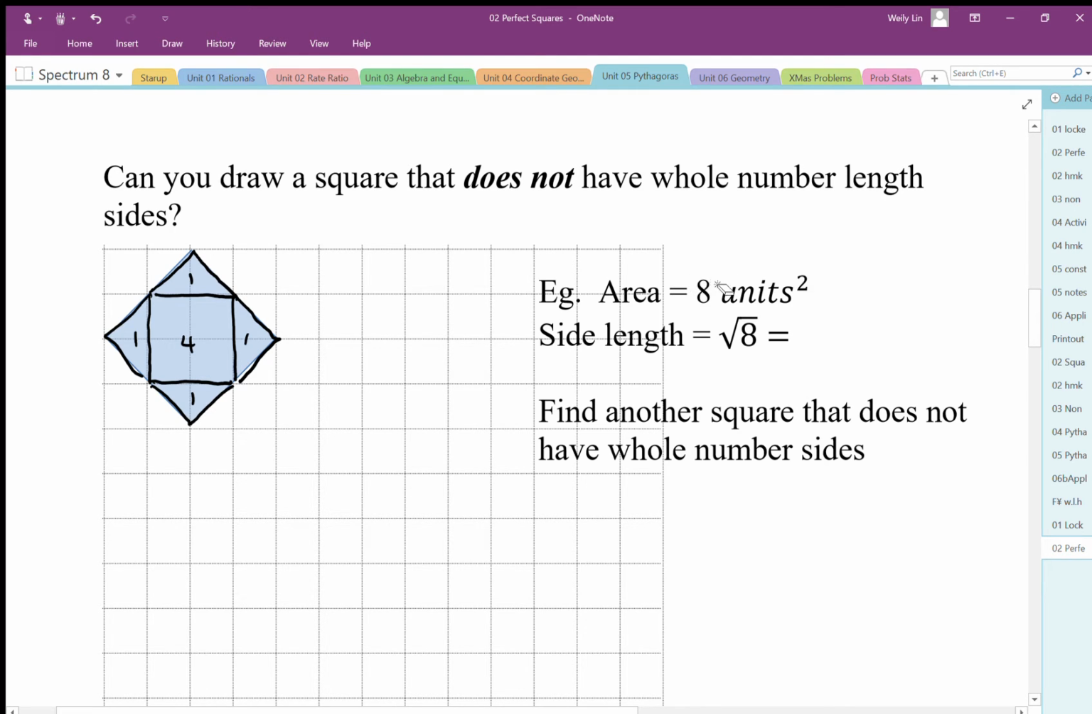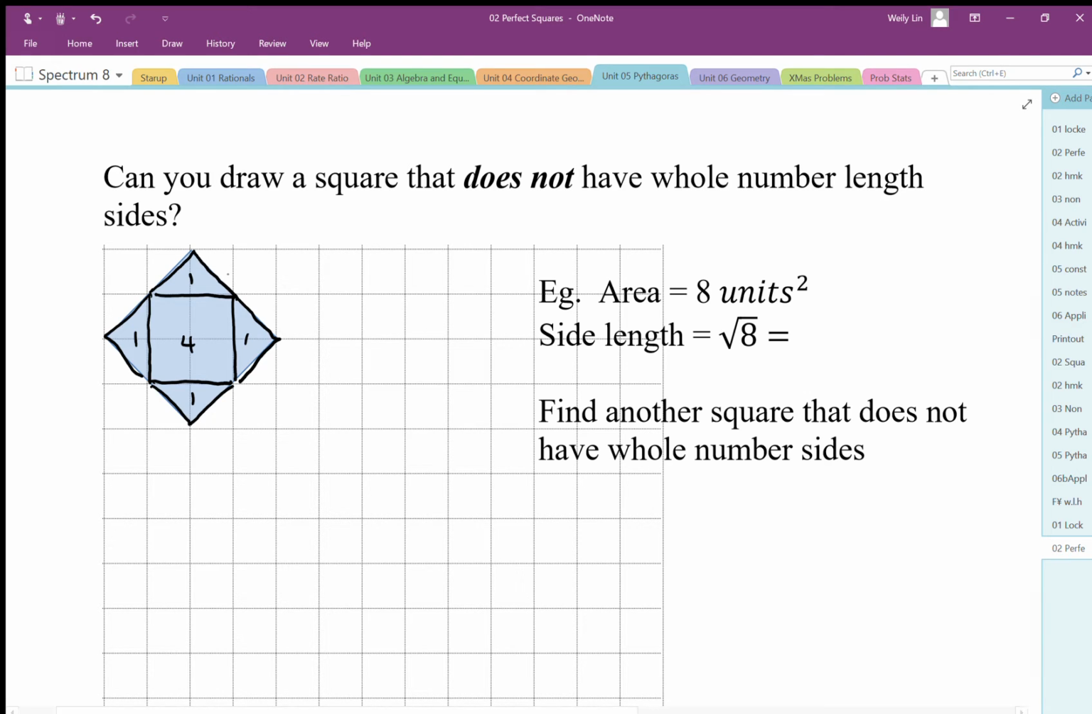So the area is definitely 8 squares, but the side length, then we input the area 8, square root it. Our answer should be the side length. And our side length is not a whole number. It is not a perfect square number.